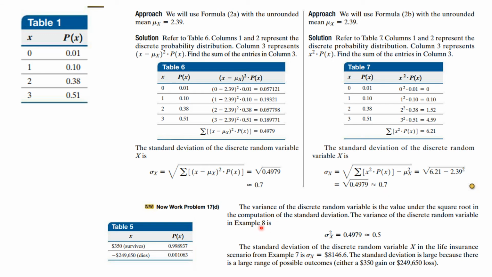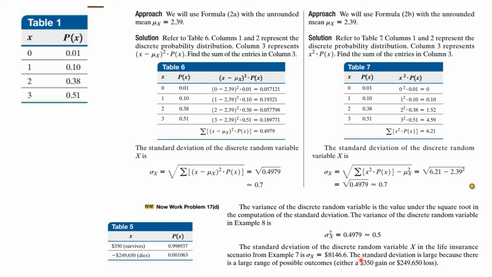And note that again, the variance of a discrete random variable is the value under the square root, so it's the square of the standard deviation. And so here it's going to be this number that is 0.4979.